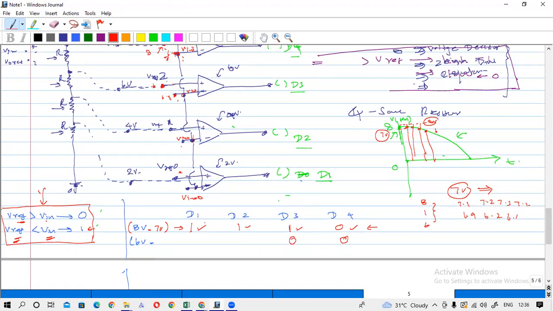And what at D2? Here you have 4 and you have 6 here. You will get 1 here because V in is greater than V ref, and in this case also V in is greater than V ref. So you will have 1 here. So you will have this combination.